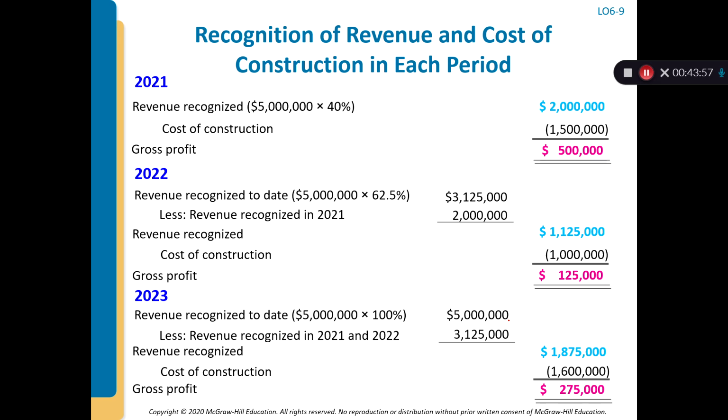And year 3, the year to date revenue recognition is going to be 5 million because you completed it, right? The revenue recognized in the prior period is 3.125, and therefore the revenue recognized in the current period should be 1.875, minus construction cost, and the gross profit is 275.